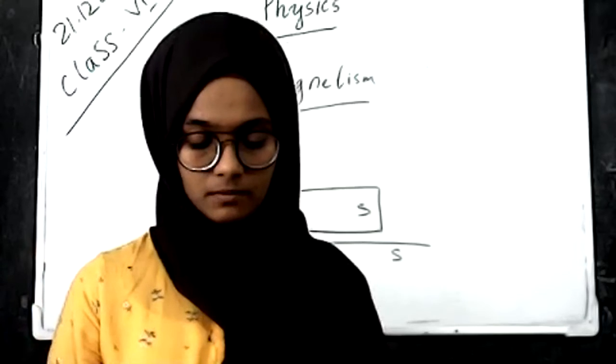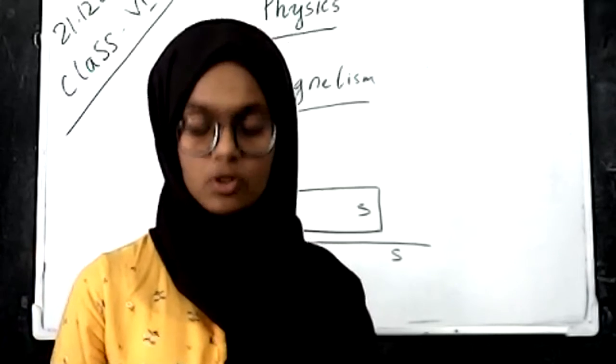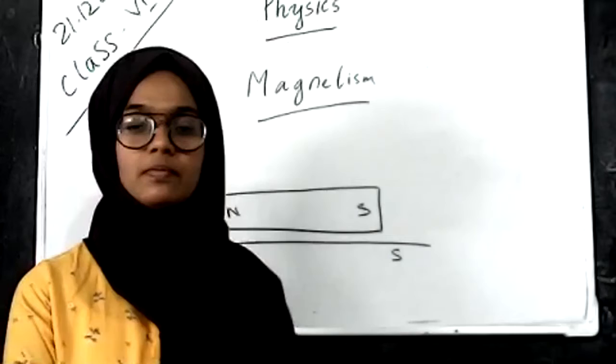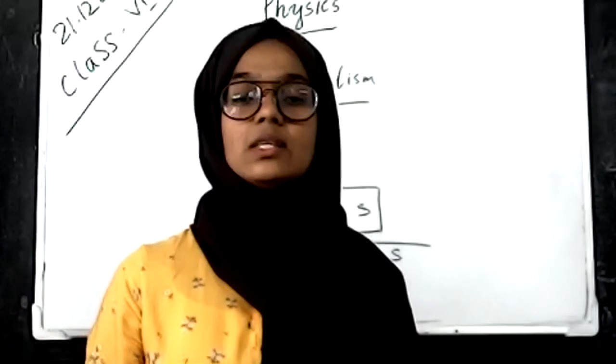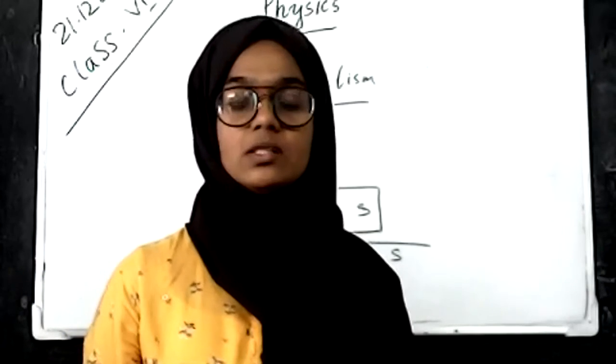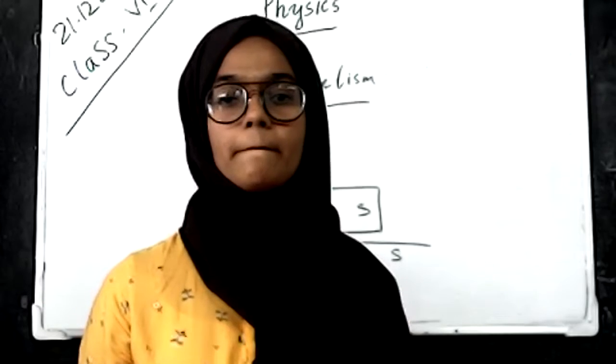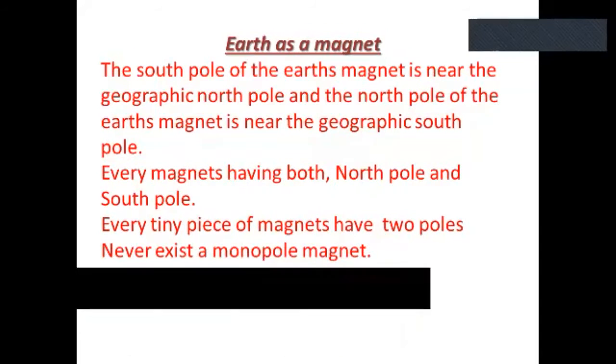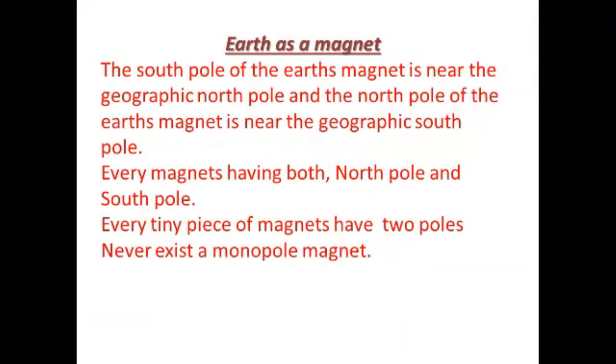Okay, and next we are discussing Earth as a magnet. So this is discussed through the slide Earth as a magnet. The south pole of the Earth's magnet is near the geographic north pole, and the north pole of the Earth's magnet is near the geographic south pole. Every magnet has both a north pole and a south pole. Every tiny piece of magnet has two poles. A monopole magnet never exists.